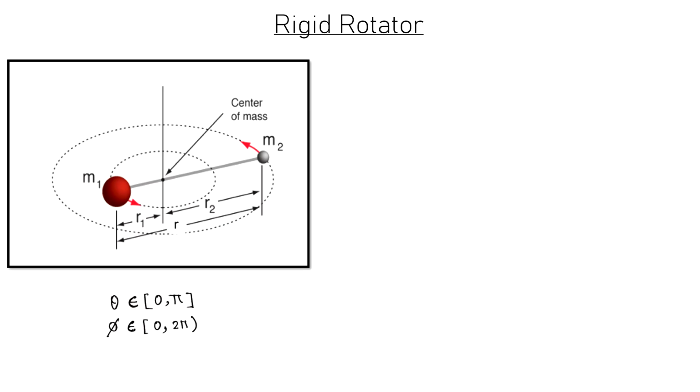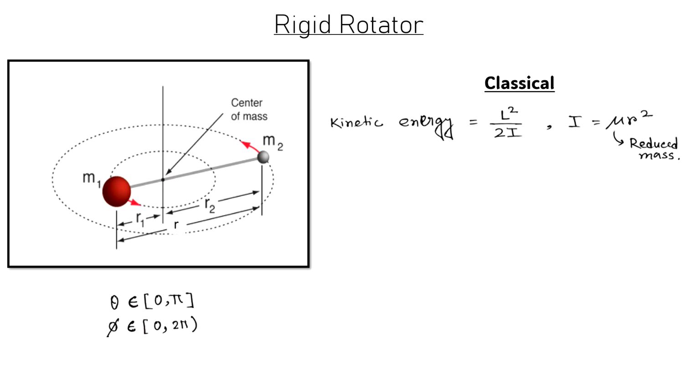Now, in the classical description, if we write the kinetic energy of the system, it is L square by 2I. Here we are considering the potential energy of the system to be 0. Here I, which is the moment of inertia, is nothing but mu r square, and mu is the reduced mass, m1 m2 by m1 plus m2. Here the angular momentum vector is conserved.